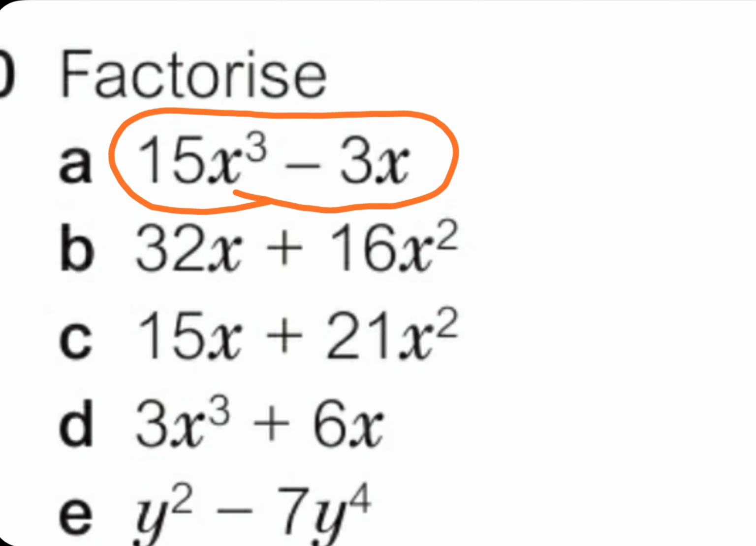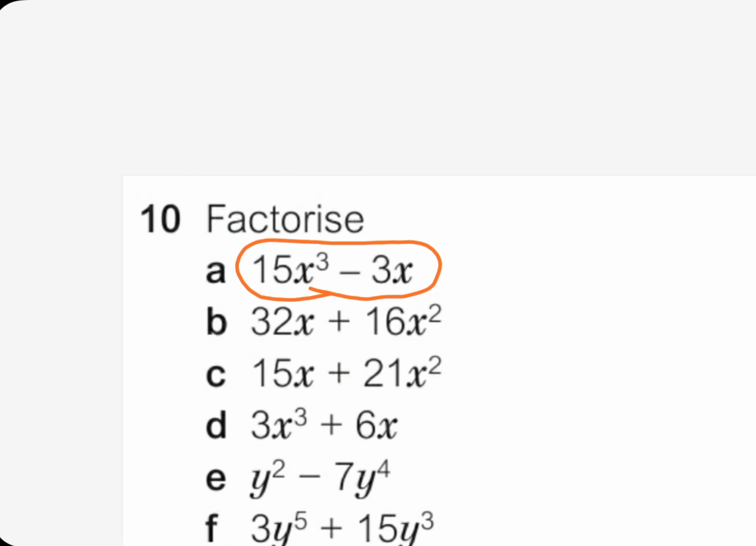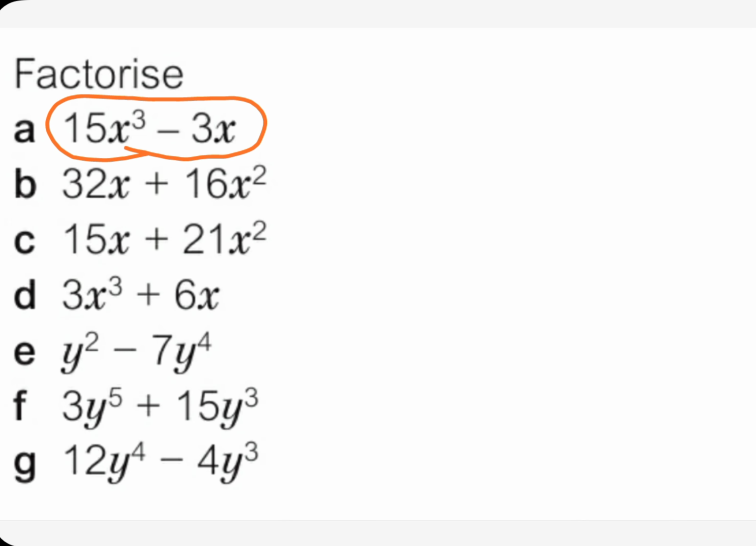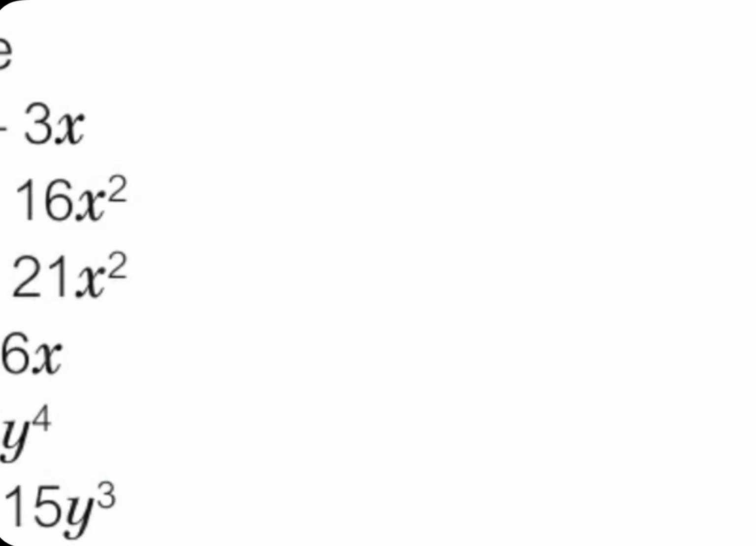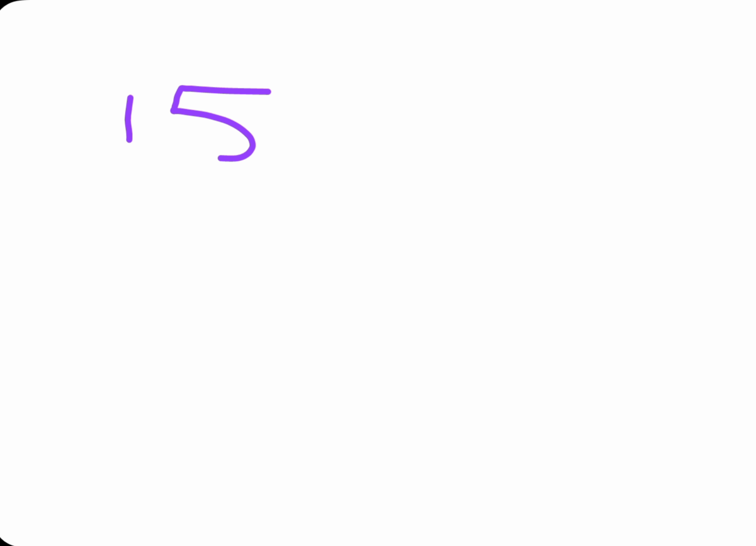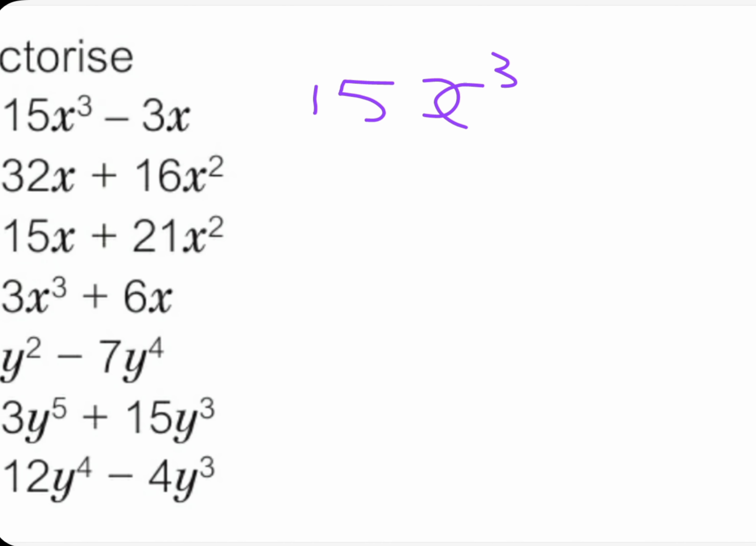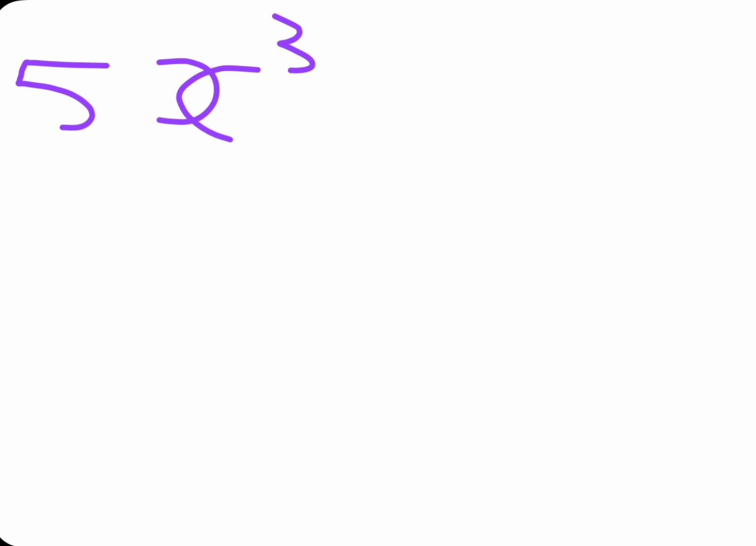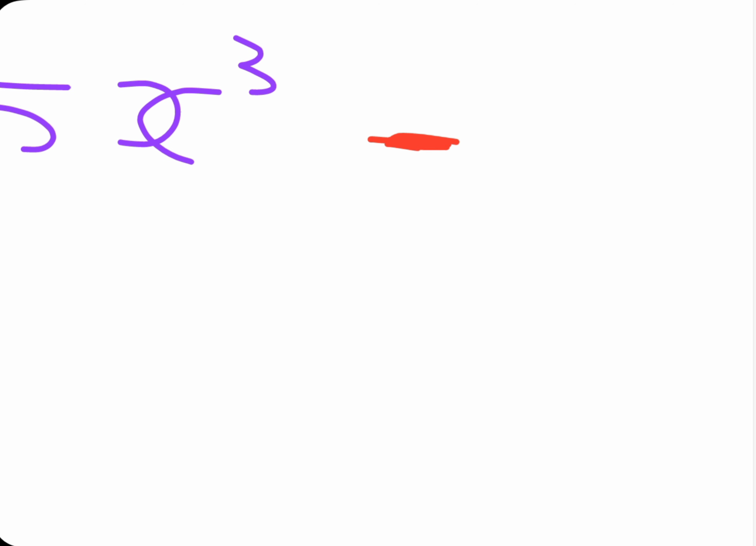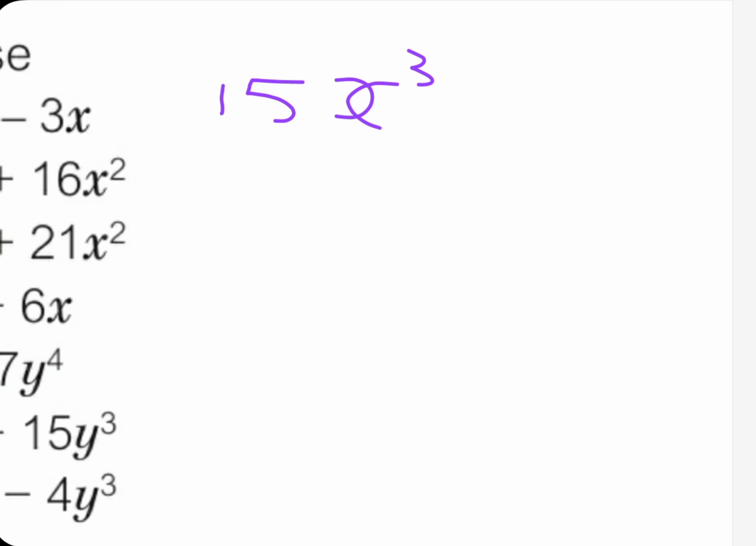Now steps of factorizing are easy. You just have to focus on them. Let me start with the steps. What do you do first? You take the first number and write it here, 15x power of 3, and then the minus sign, you put it in the middle, here, and then you have 3x.